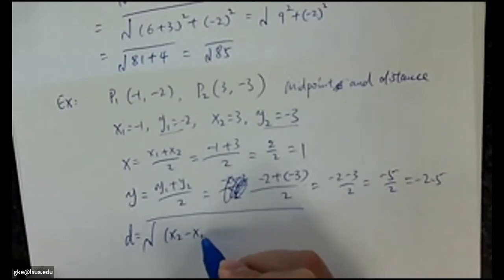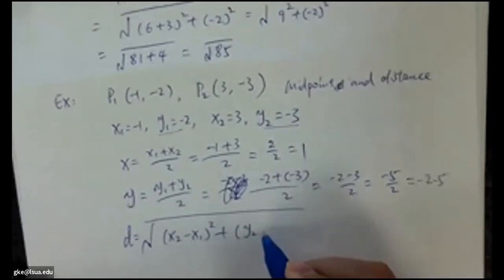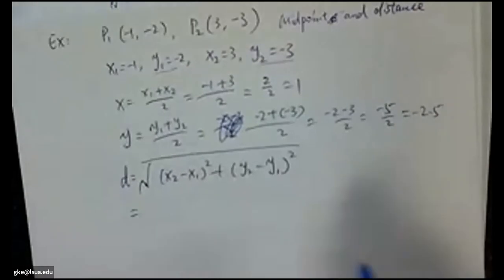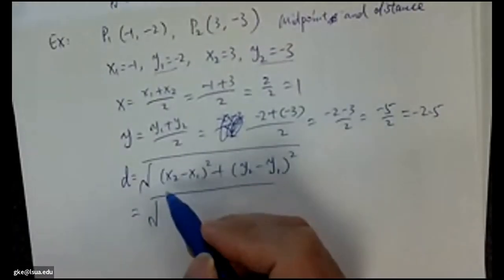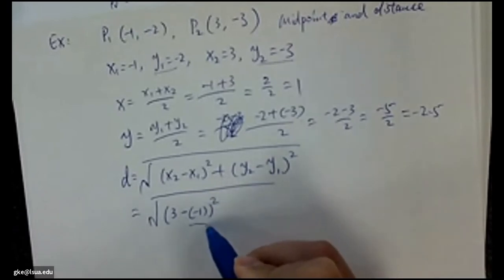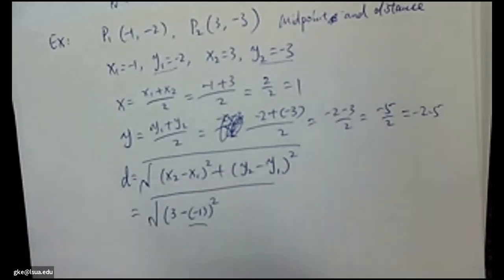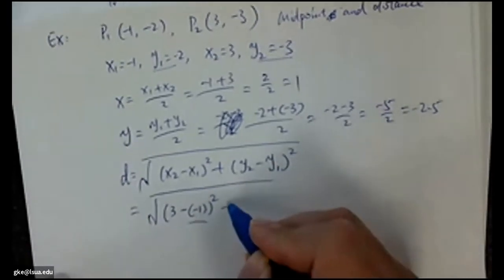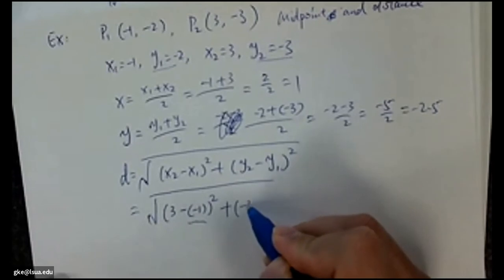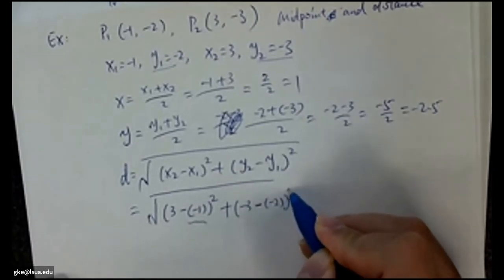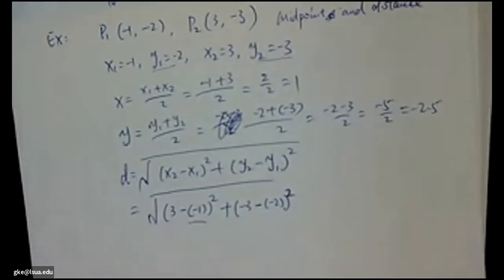x2 minus x1 squared, y2 minus y1 squared, right? And x2 is 3 minus x1. Be careful, use parentheses because it's subtraction, right? So you'd better use the parentheses. y2 is -3, subtract y1, -2. Right.